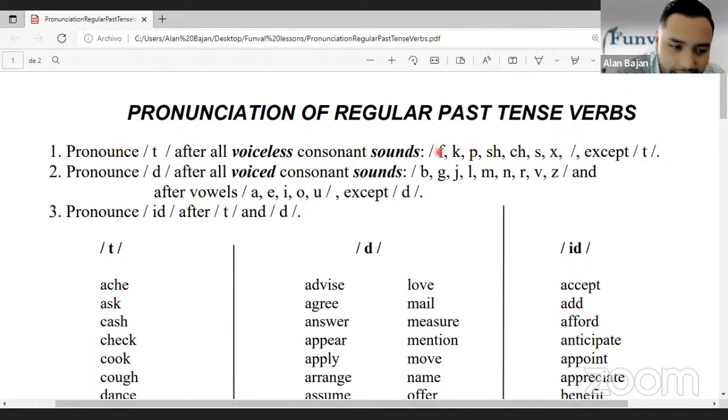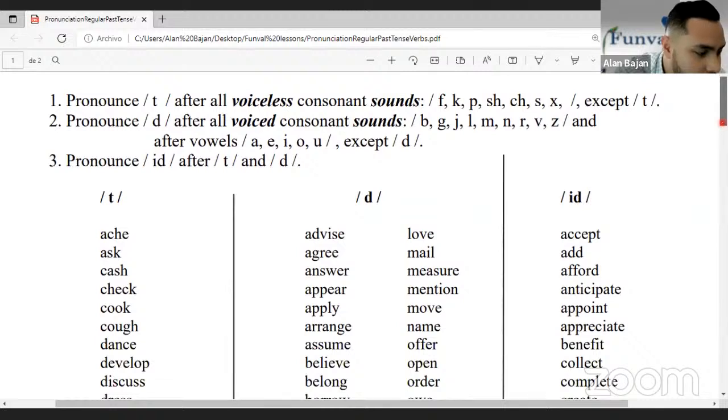Remember, if we have the sound of the F, K, P, SH, CH, S, and X. Check. That's the sound of the K. So it's not checked in past. Checked, no, it's checked.